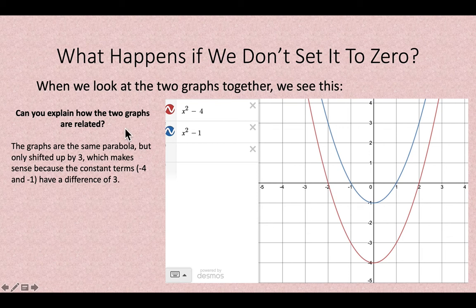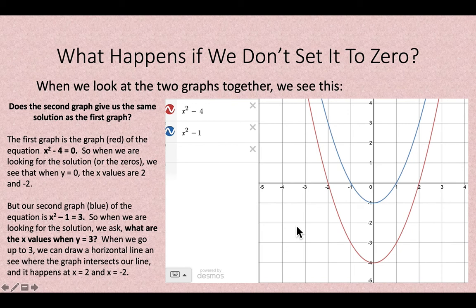Our first question was, can you explain how the 2 graphs are related? When we look at the 2 graphs, we see that it's the exact same parabola. It's just shifted up by 3. When we had it set equal to 0, it goes through the point (0, -4). And when we didn't, we've got to leave the 3 on the right side, it goes through the point (0, -1). But the parabolas are exactly the same. If we moved this down, they would overlap. And so that is how they're related. The same parabola, just shifted up 3.